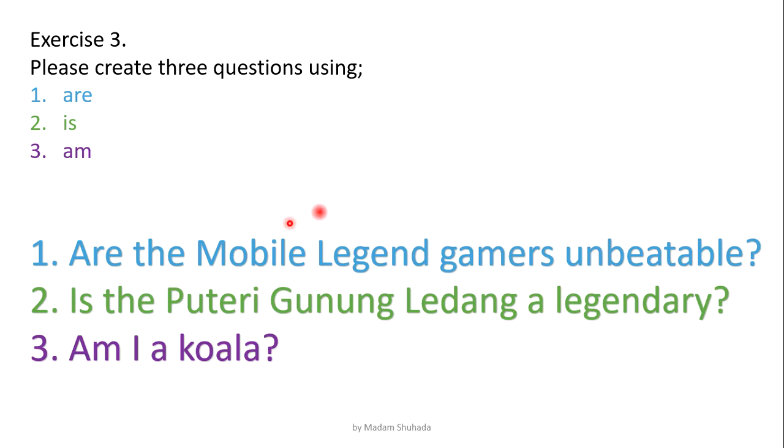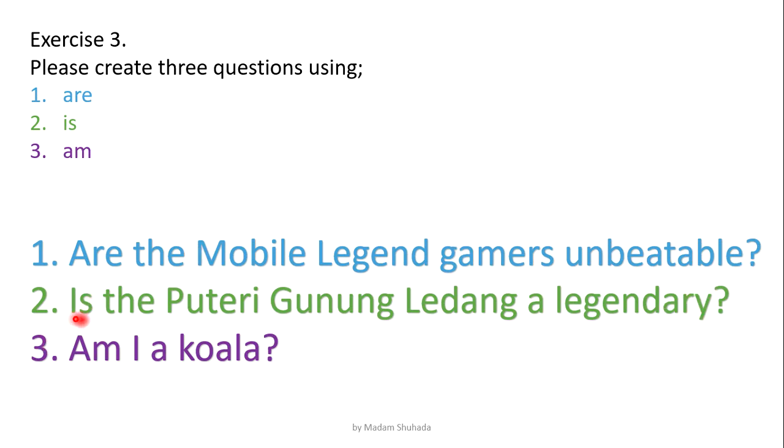Are the Mobile Legend gamers unbeatable? See, start with the be verb are followed by the subject and the agreement. Don't forget the question mark. Number 2, is the Putri Gunung Ledang a legendary? Is is the be verb. The Putri Gunung Ledang is the subject. A legendary is the agreement and end with a question mark.